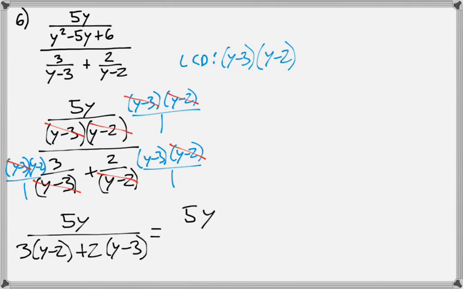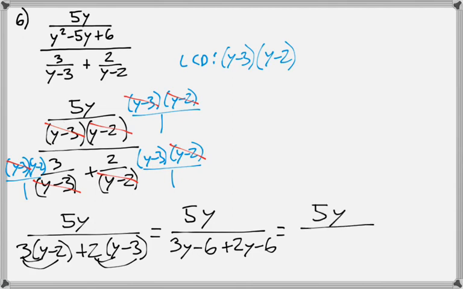So I want to simplify this now. I'm going to distribute both of those numbers. 3y minus 6 plus 2y minus 6. And if I combine like terms, that's going to be 5y minus 12. And this will be our answer.